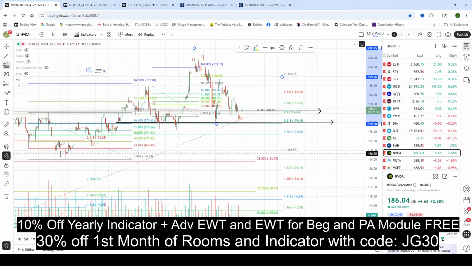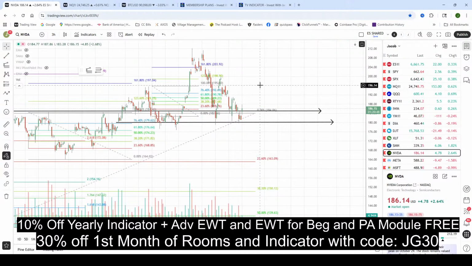this 166, 164 zone. That's where it's targeting. Let's see, that's 20 points down, so that's about 10% down, and I think they're expecting 7 to 8% on the move. So that's what I would look for on NVIDIA personally.